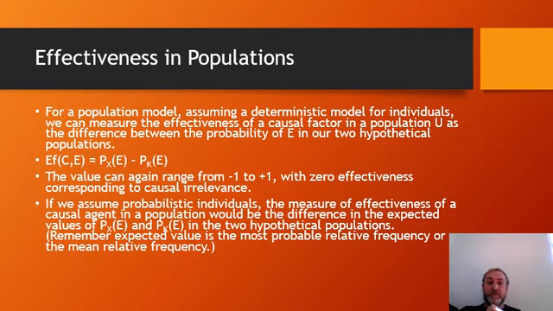And so that's the deterministic model. Now, if we're thinking about the probabilistic model, same calculation, right? But now PXE is the average, so it's the expected value, which is basically the mean of the probabilities in that population. Each individual has a certain probability of the effect, and then we average all those probabilities, and that's what we use for PXE or PKE in a probabilistic population model.